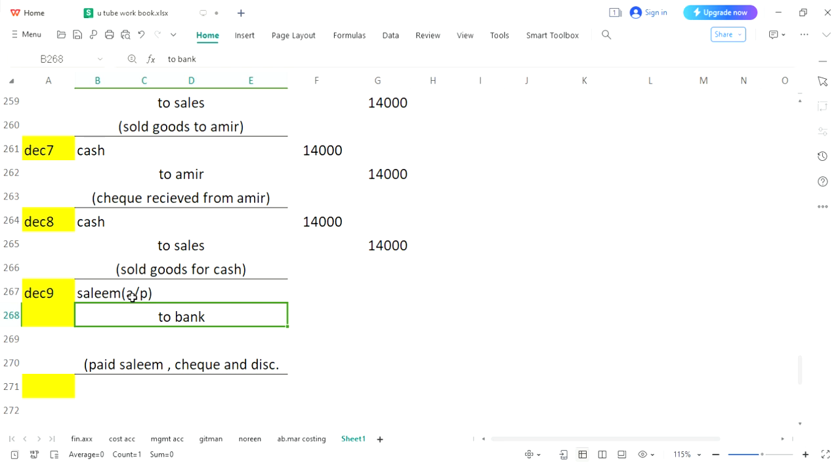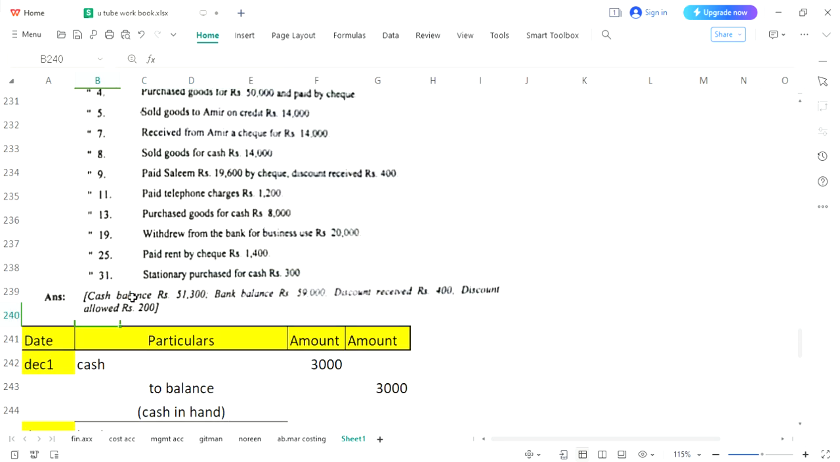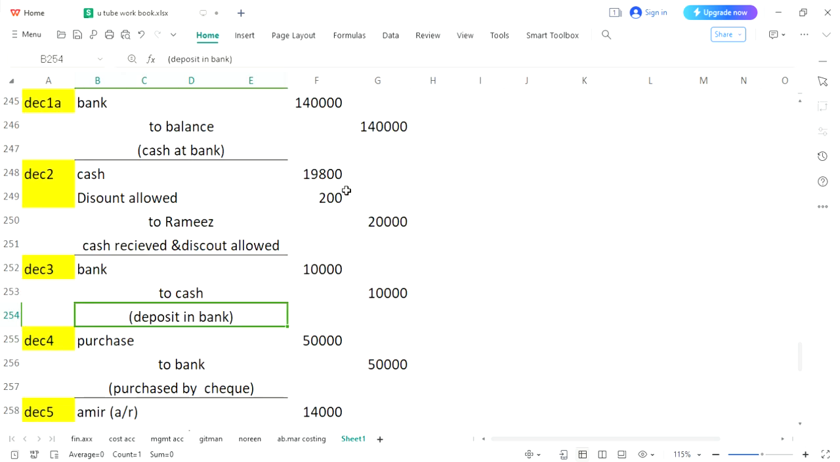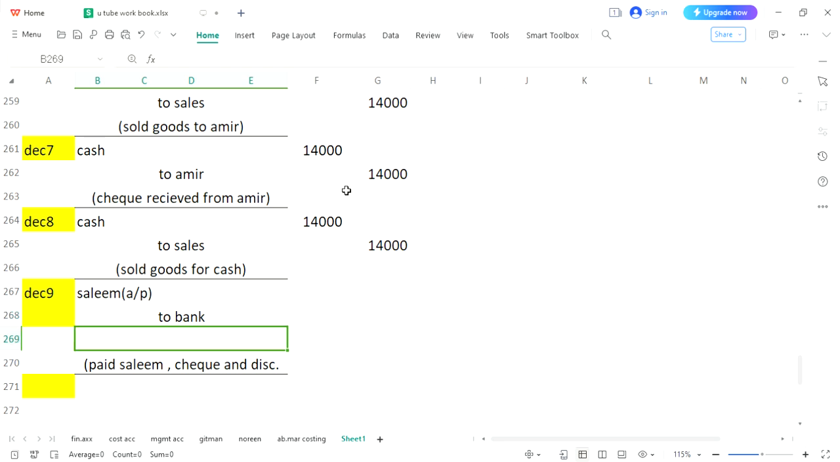Now there is another thing. When you are paying, you will receive a discount. It has been mentioned over here: discount received. Whenever you receive a discount, you will be happy. It is your income. Income should be mentioned on the credit side. So you will name discount on the credit side.